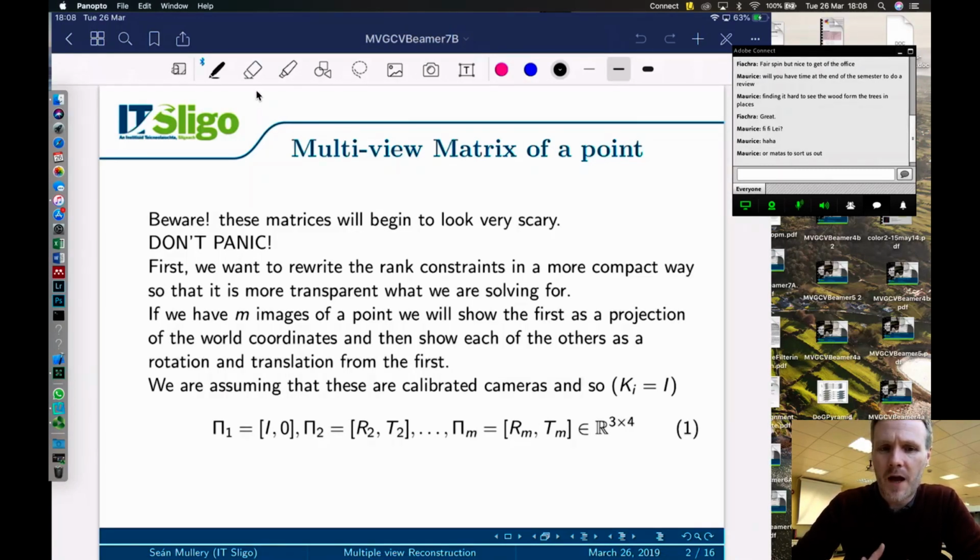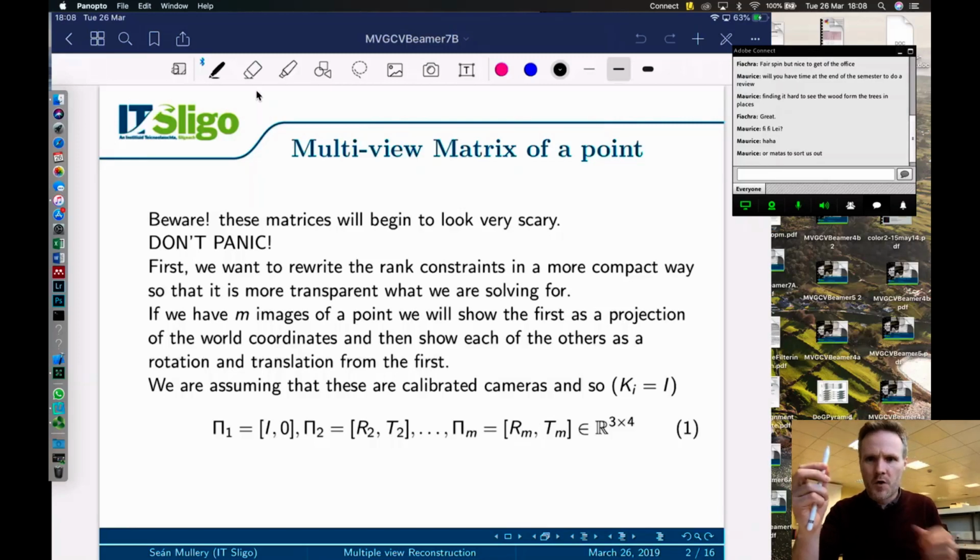Okay, so if we have m images of a point, we'll show the first as a projection of the world coordinates, and then we'll show each of the others as a rotation and translation from the first. So what we're basically saying is we've got lots of different camera views. We're going to assume that we've got some point in 3D space. We'll project it into the first camera, so we'll assume that our world coordinates are in the coordinates of the first camera. And from then on, we'll explain that point in the other cameras as a rotation and a translation from the first one. Okay.